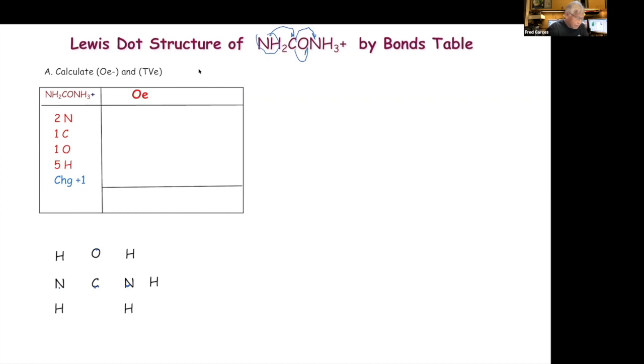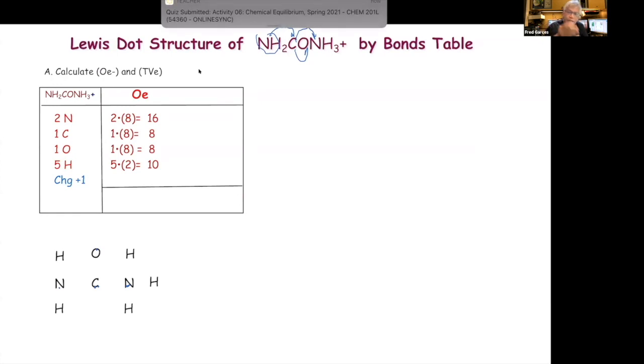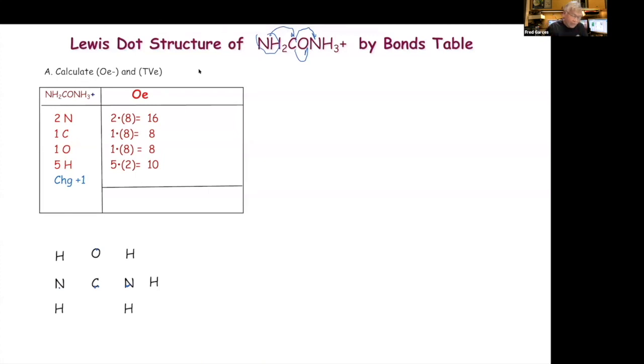Octet electrons: 8 for nitrogen, there's 2 of them, so that's 16. 8 for carbon, 1 of them, so that's 8. 8 for oxygen, 1 of them, so that's 8. And then 2 for hydrogen, 5 of them, so that makes 10. So you have to deal with 42 possible. 42 would be the number of electrons if each of them had the same number of electrons as a noble gas.